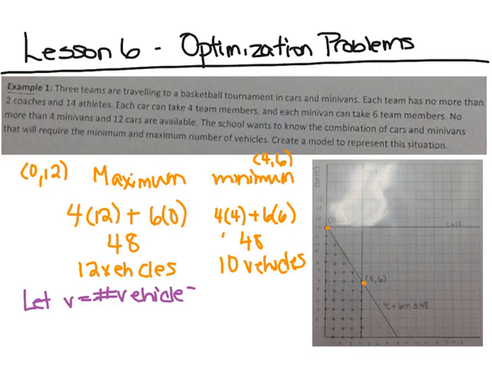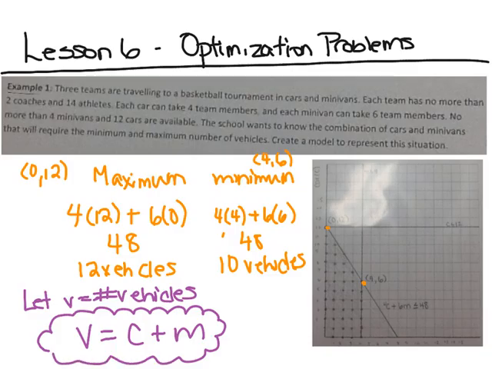So V equals, and we're adding together cars plus minivans. So this is our objective function. So all in all, to find the answer, we're going to add our cars plus our minivans. So for this one, we'd add 12 plus 0 and have 12 vehicles. And this would be 4 plus 6, which is 10 vehicles. So this is our objective function, and it's finding what we want to do.